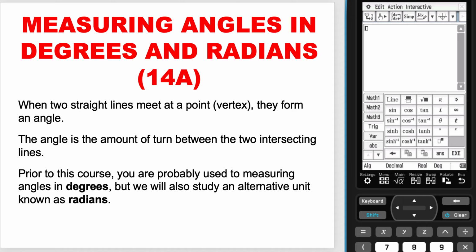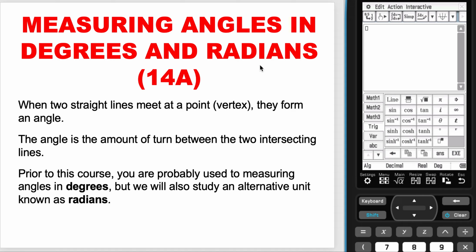Basically in this section what we introduce is a different unit of measuring angles. So you're probably pretty familiar with measuring angles in degrees, because that's typically how we've measured angles all the way since sort of year 7, I guess. But radians are another unit that we use to measure angles.